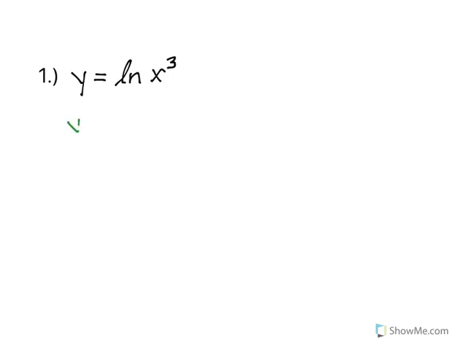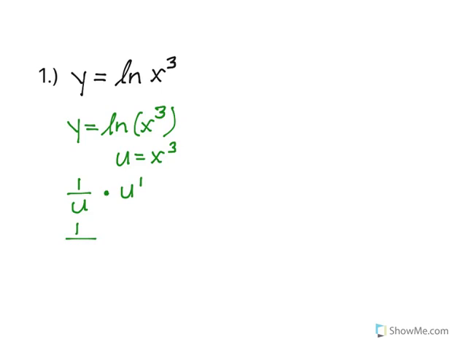All right. First one is we think of this as the natural log of x cubed. So that means the natural log is on the outside, the x cubed is the inside. So it's like saying that u is equal to x cubed. So you want to think about it in terms of 1 over u times the derivative of u. So that would be 1 over x cubed times the derivative of x cubed, which is 3x squared.